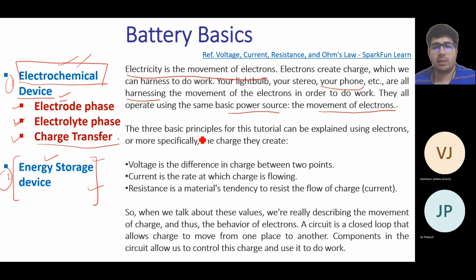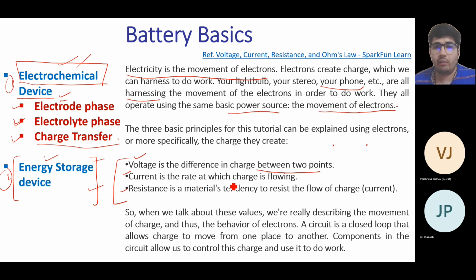The three basic principles for this tutorial can be explained using electrons: they can create voltage, current, and resistance. These are three major points in batteries: voltage, current, and resistance. So what is voltage? Voltage is the difference in charge between 2 points. If there are 2 points, voltage is basically the difference of the charge between them. So you can say the potential.